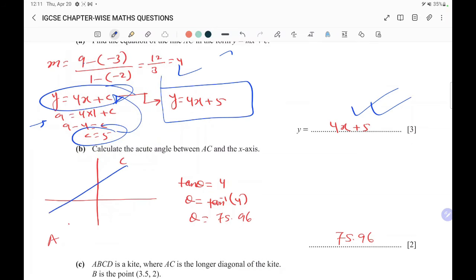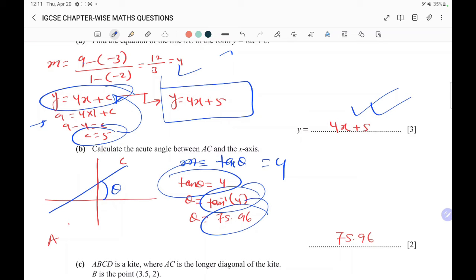Okay, this is line AC, and this line makes angle theta with the x-axis. But we know that gradient is always tan theta, and the gradient is 4. So tan theta is 4, theta is tan inverse 4, which is 75.96.